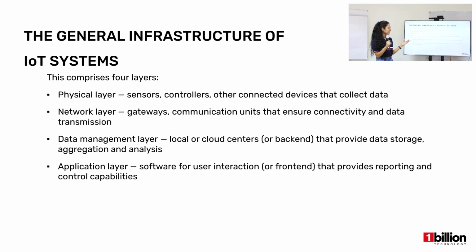In the physical layer, we have physical devices like sensors, controllers, and other connected devices. In the network layer, it means the communication between the internet and the IoT devices. In the data management layer, it means the backend, which lets us store our data. In the application layer, it means the final application we are handing over to our customers.